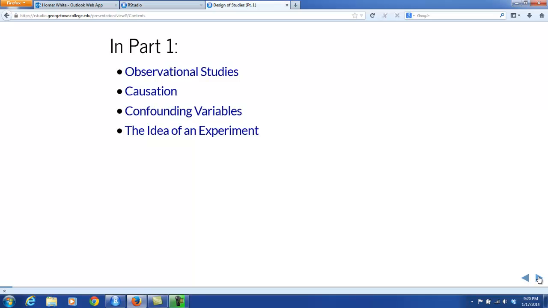In this part, we're going to talk about observational studies, and we're going to look at the idea of causation, and wonder whether you can infer much about causation from associations between variables that you might discover in the course of an observational study.